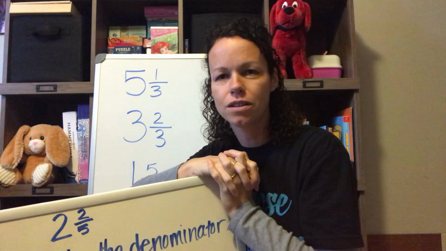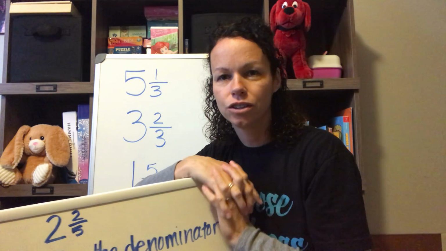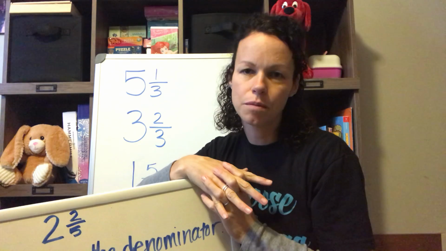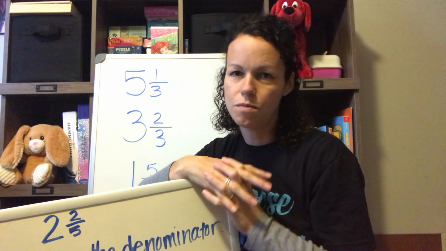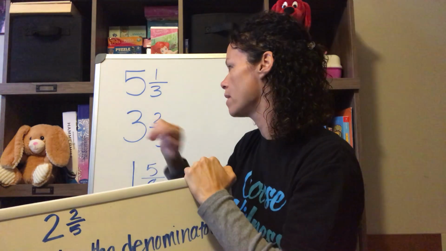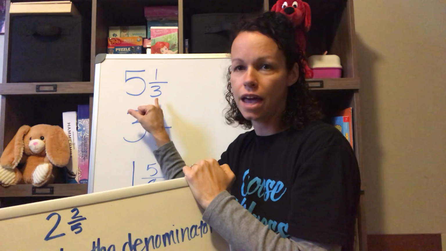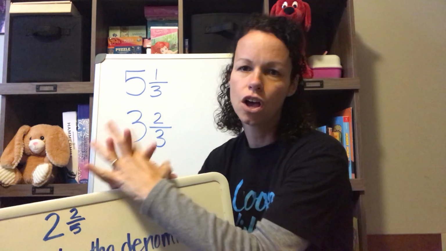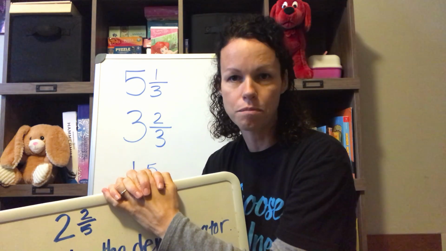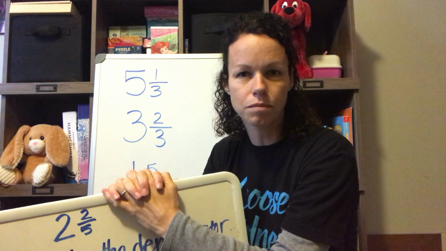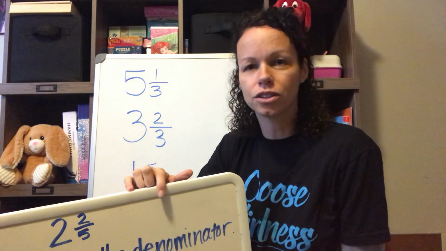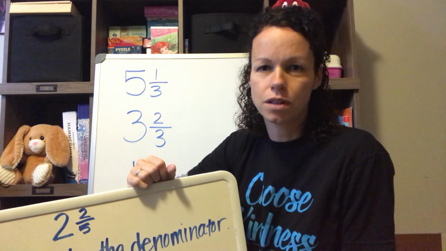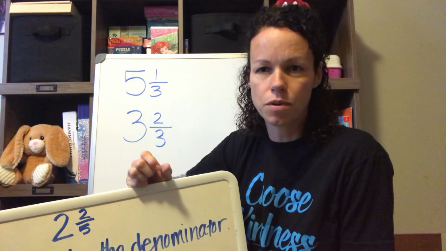So today though, I wanted to talk to you about changing mixed numbers to improper fractions. A mixed number is a number when we have a whole number and a fraction together. So it's a mixed number because it's part whole number, part fraction. We're going to turn these into improper fractions. Maybe this is something you did last year and you just need to review, or maybe it's something that's new for you. Either way, this video will help you out.